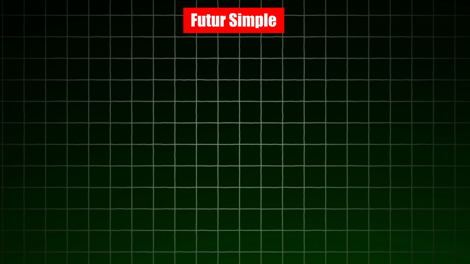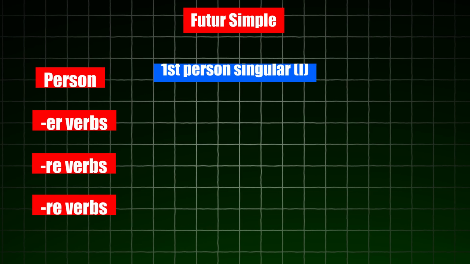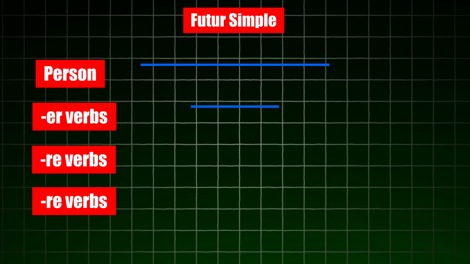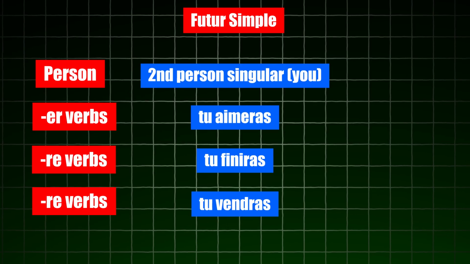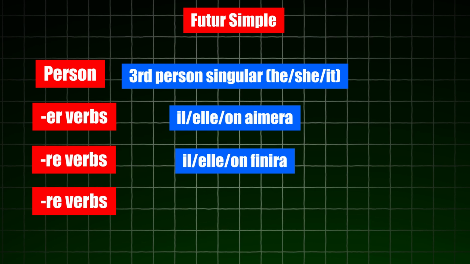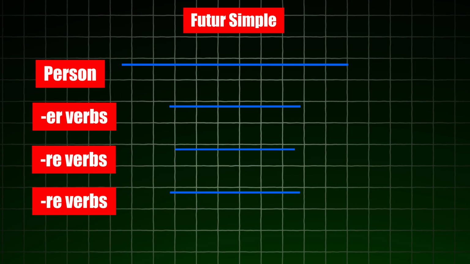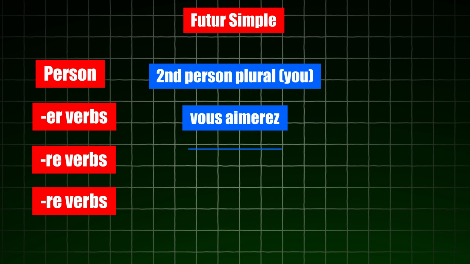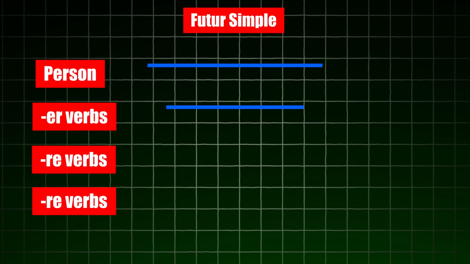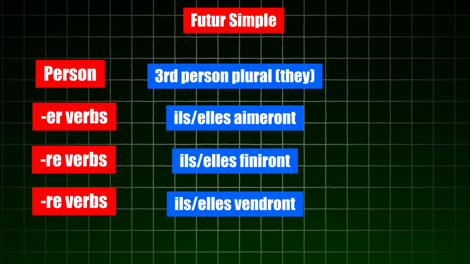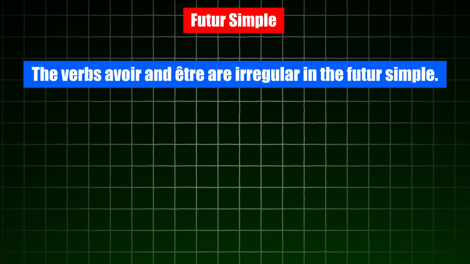Now for the futur simple, let's discuss the conjugations. J'aimerai, je finirai, je vendrai, tu aimeras, tu finiras, tu vendras. Il, elle, on aimera. Il, elle, on finira. Il, elle, on vendra. Nous aimerons, nous finirons, nous vendrons. Vous aimerez, vous finirez, vous vendrez. Ils aimeront, elles aimeront. Ils finiront, elles finiront. Ils vendront, elles vendront. The verbs avoir and être are irregular in the futur simple.